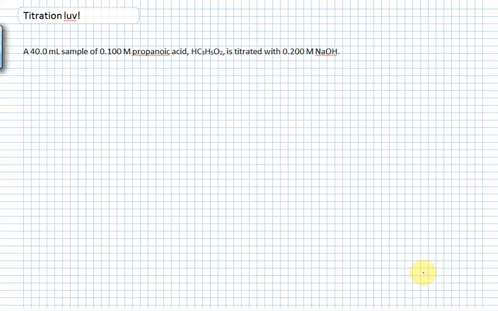Okay, let's talk about one of your favorite topics, the titration curve. What we're going to do here is look at the titration of a 40 milliliter sample of 0.100 molar propanoic acid, titrated with 0.200 molar sodium hydroxide.